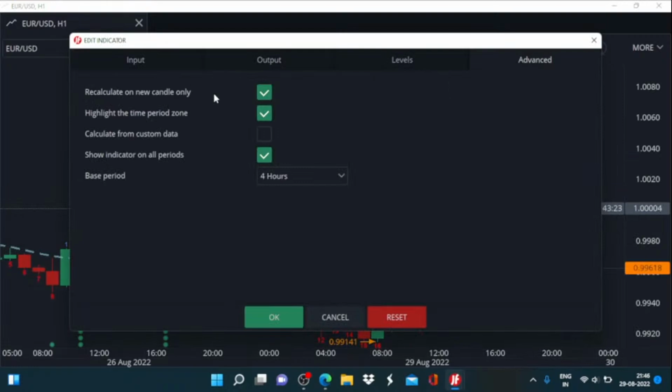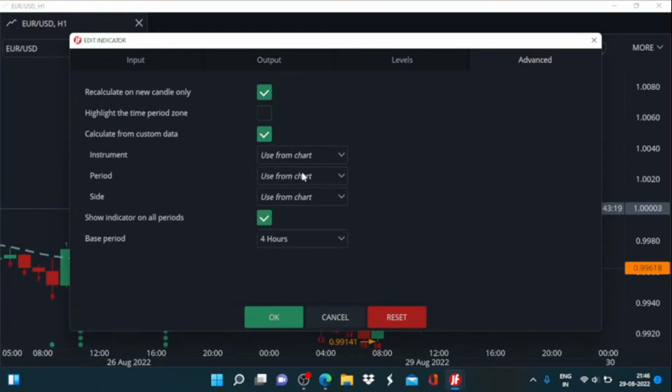Then we come to advanced calculate from custom data. You can use the instrument from the chart. You can use EUR/USD or any instrument. You can use it of all the available instruments on the JForex platform, and the indicator will be plotted for all those instruments, whether it is commodity, shares, forex pairs, or indices. So all these options are there.